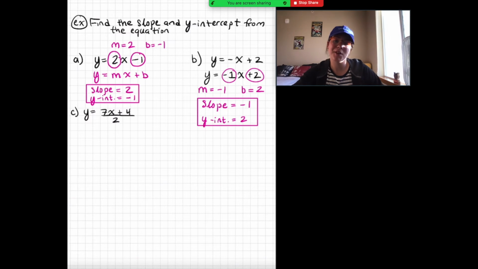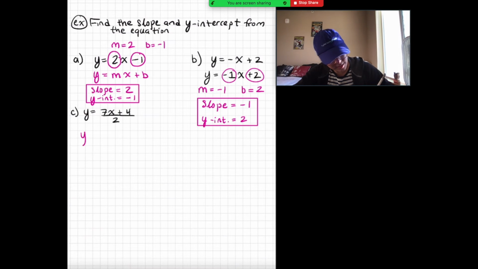Make sure you pause and try to do the next one on your own. So we're given y is equal to (7x plus 4) all over 2. So this one's a little bit different. It's not necessarily in slope-intercept form yet, since we have everything over 2. But what we can do is, since we only have a single term in the denominator, but 2 terms in the numerator, we can actually separate the right side of our equation into 2 separate fractions.